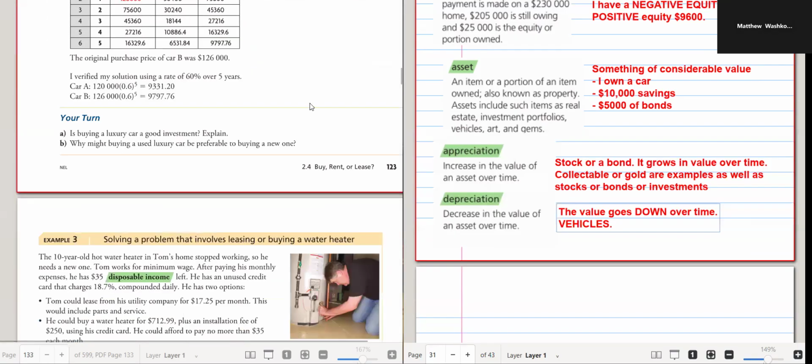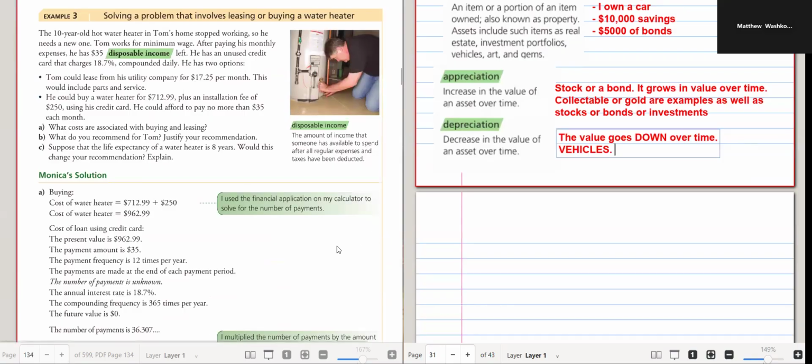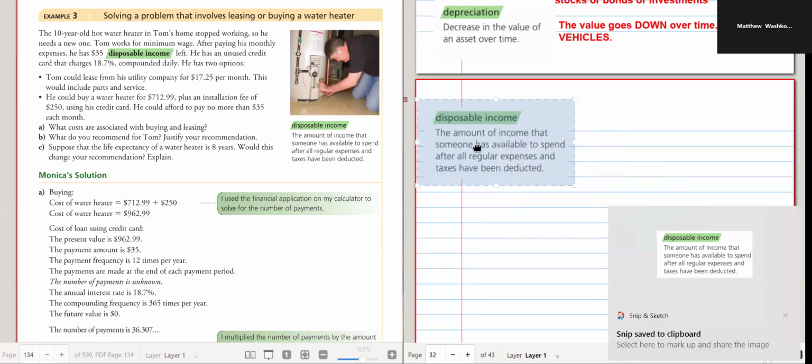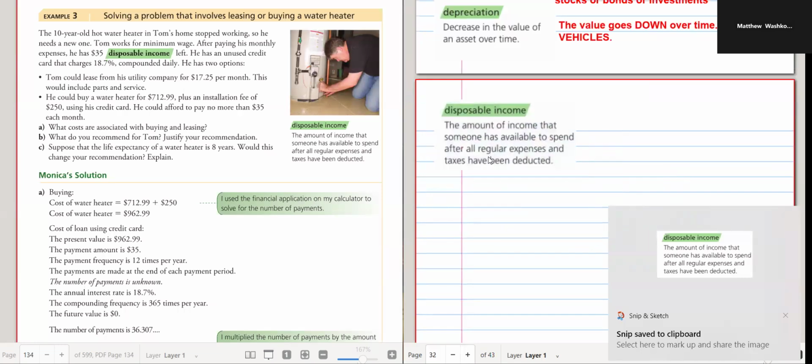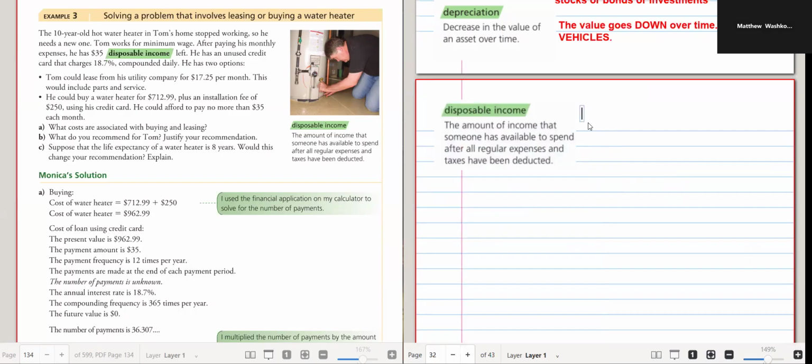Is there anything else? I know there's going to be more definitions here. Yes, disposable income. Disposable income is the amount of money that someone has available to spend after all regular expenses and taxes have been deducted. For example, if I have a $2,000 monthly income, 800 of that goes to rent, 200 goes to food, 400 goes to miscellaneous things like entertainment and makeup and clothes. At the end of the day, I have $600 in disposable income. That's an example of that, right?